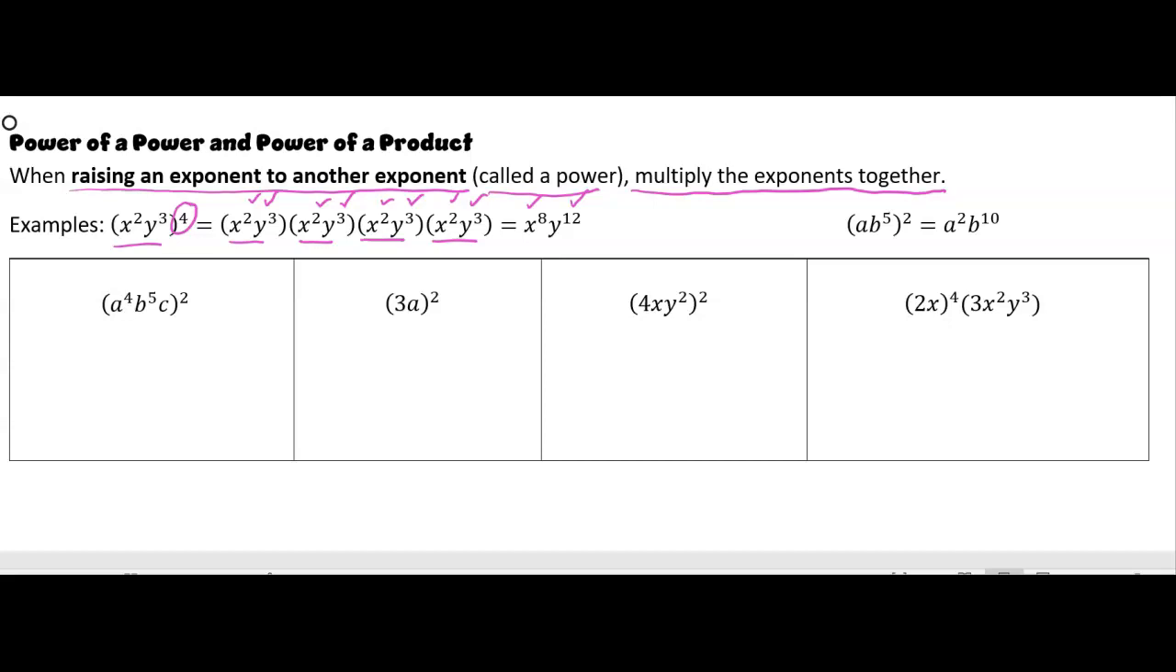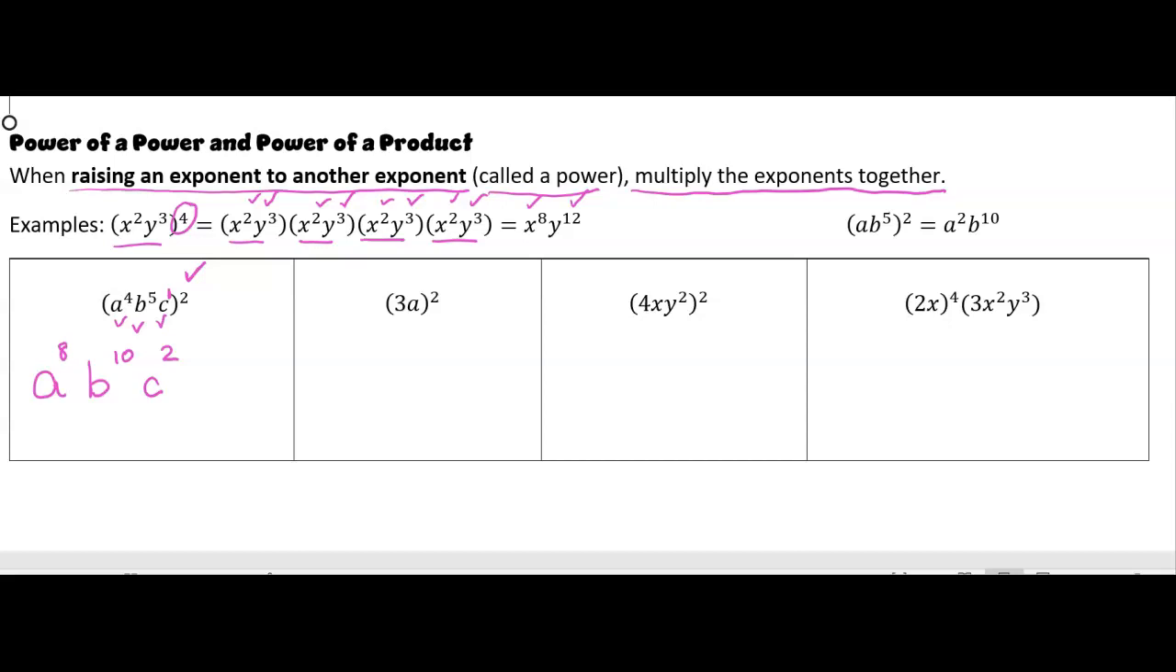So here we have a to the fourth to the second power. So a to the 4 times 2 is 8, a to the eighth. b to the fifth to the second power would be b to the 5 times 2. 5 times 2 is 10. And then this is c to the first. So we have c to the first to the second power. You multiply your powers. That would be 1 times 2. That would be 2. That's it.